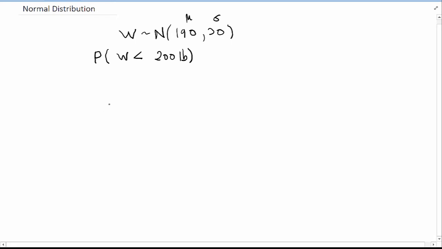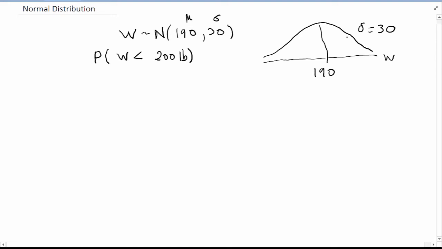Let's draw a picture right here that will help us understand the problem. This right here is the male weights. This is the data set, and this is how the data set is distributed as the density function. The mean is 190, and the standard deviation is 30. And here is 200, to the right of 190. And we want to know how much data is in here. What percentage of the data is going to be below the 200?